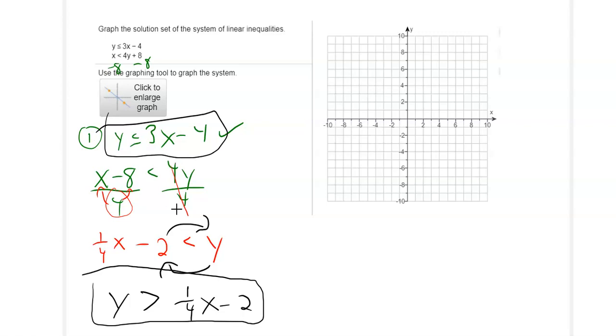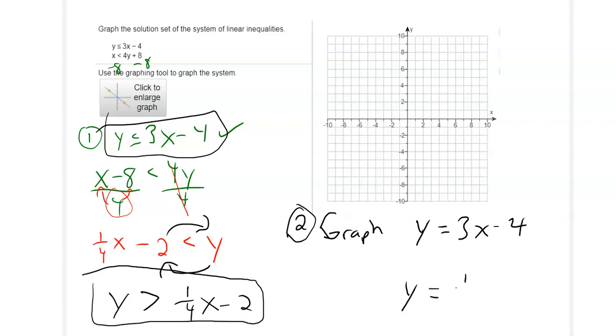Have both of the inequalities solved for y. It's going to make the rest of the problem easier. So I know that's kind of a lot of work up front, but it's going to pay off in just a minute. Step two is to graph these as if they were equations. So we're going to graph y equals 3x minus 4, and we're going to graph y equals 1/4 x minus 2.